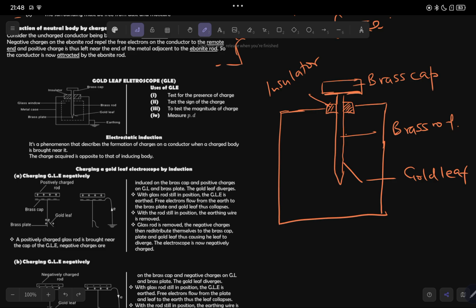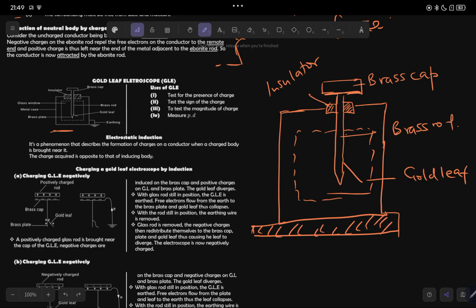Now, our experiments with the gold leaf electroscope will mainly depend on the behavior of the gold leaf. So we leave here a glass window, to allow us to observe what is happening between the gold leaf and the brass rod. All these, in most cases, though they didn't show it in these notes, is placed on an insulator to avoid the charges flowing or running to the earth in case it is placed in the ground.